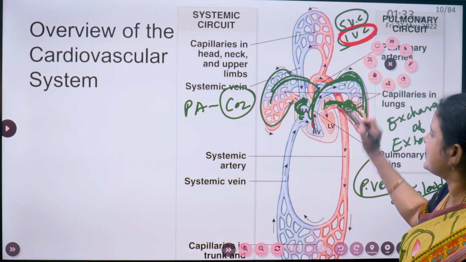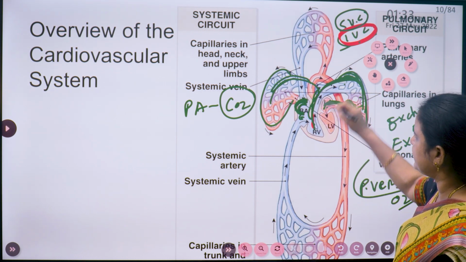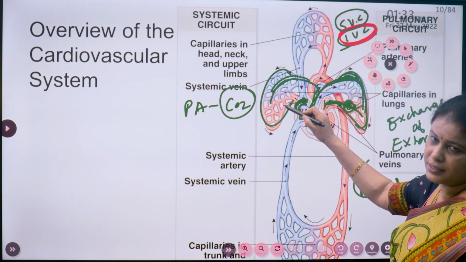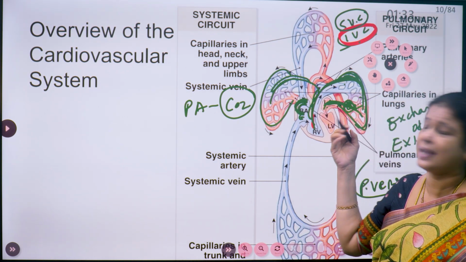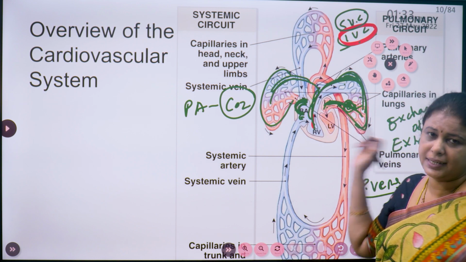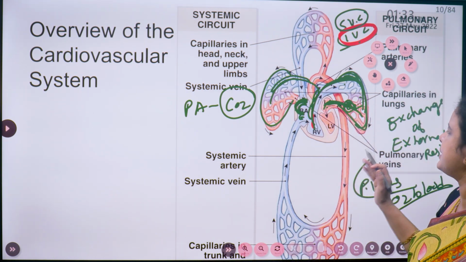This is called pulmonary circulation. Deoxygenated blood from the pulmonary artery enters the lungs, and from the lungs through the pulmonary veins it comes back again to the left atrium. This is called pulmonary circulation. So, coming to the systemic circulation.